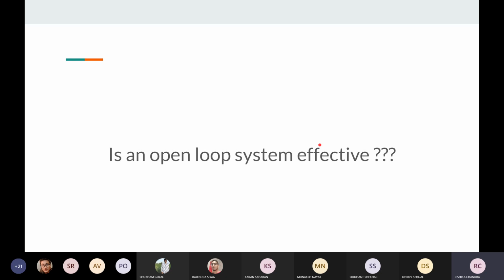Just a second. Why is it not moving? Just a second.